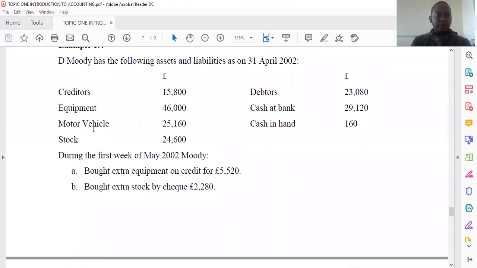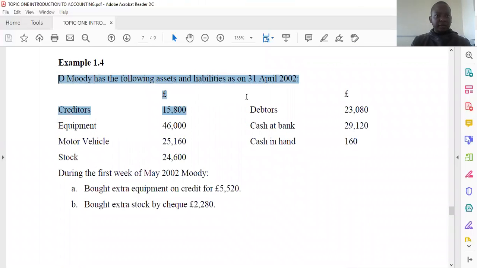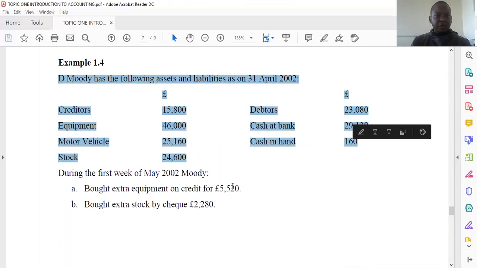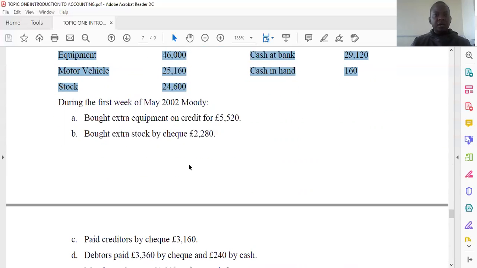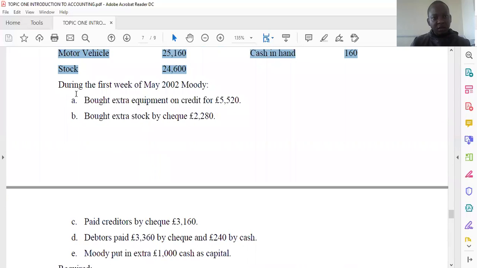So you have this equation. D. Moody had the following assets and liabilities as on 31st April 2002. So you have those assets and liabilities: creditors, equipment, motor vehicles, stock, and the amounts are given there. Then you also have debtors, cash in hand, and cash at bank. During the first week of May, Moody undertook the following transactions.